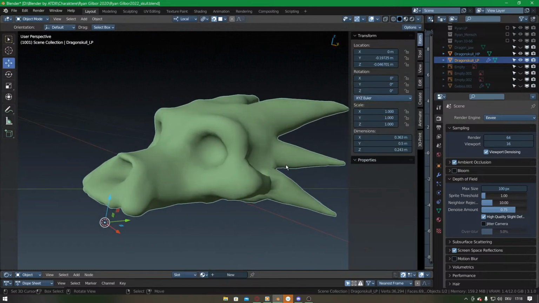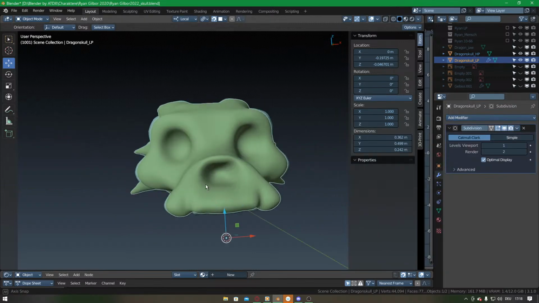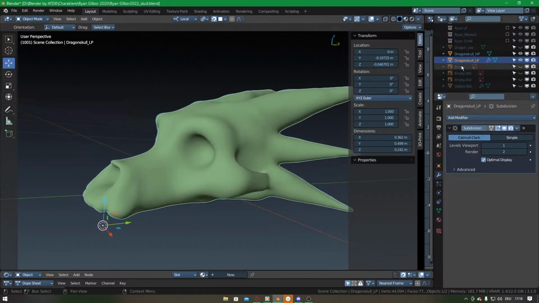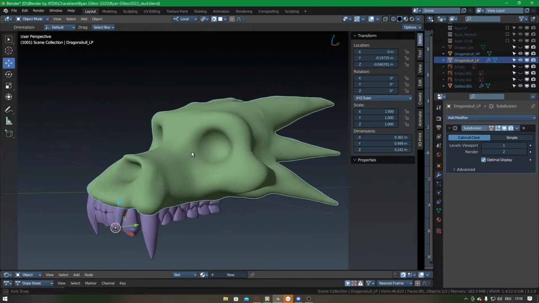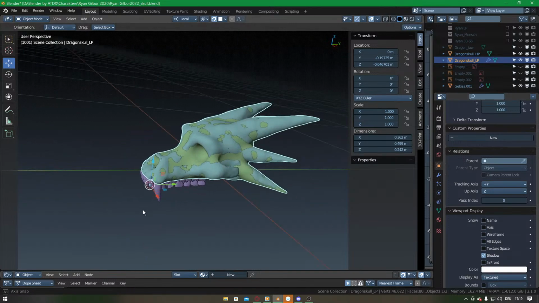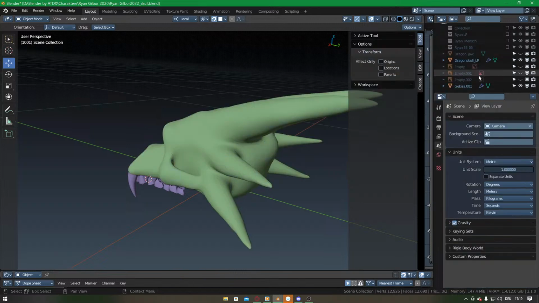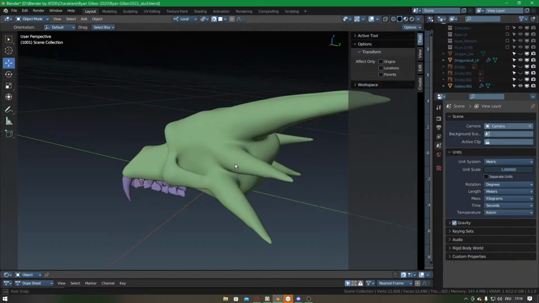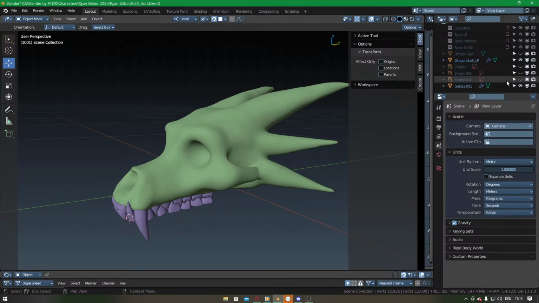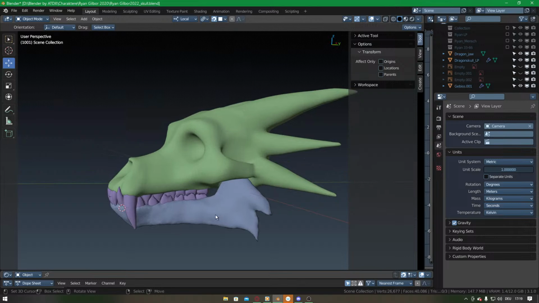Well, the upper part. Apply the mirror, get it a subdivision. Now I can get rid of the high poly version. The next one is this. This one is rather quick.